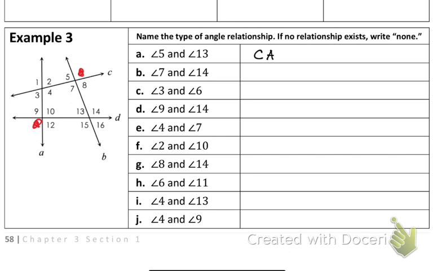Can I follow one line and get to both 6 and 11? No. There is not one line that connects those two. These are not related. So for 6 and 11, we're going to write none, because there is not a straight line that connects both of those. I'd have to go here and then here, which means there is no transversal that connects those. There must be one line that connects both of those angles.